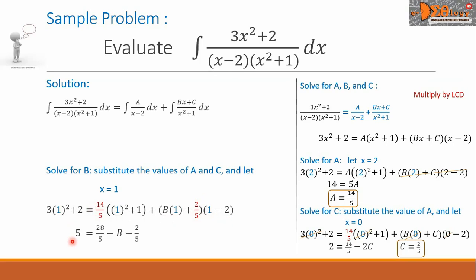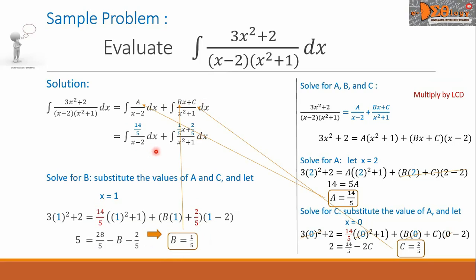Simplifying further, the left side becomes 5 equals, this group here will become 28 over 5 minus B minus 2 over 5. Simplifying this equation, we can get the value of B, and that is 1 over 5. Now the values of A, B, and C are complete. We are now ready to do substitution of the values of A, B, and C in the integrals. This is now the resulting integrals.